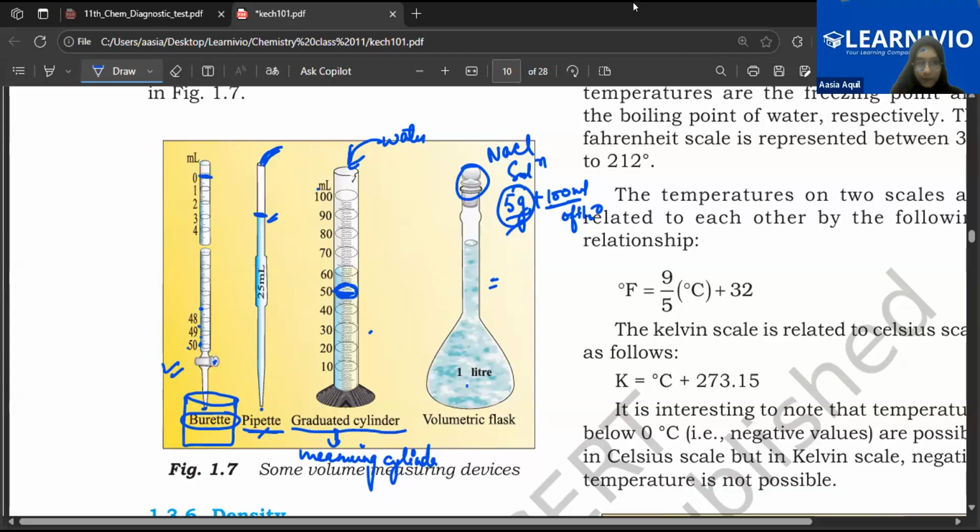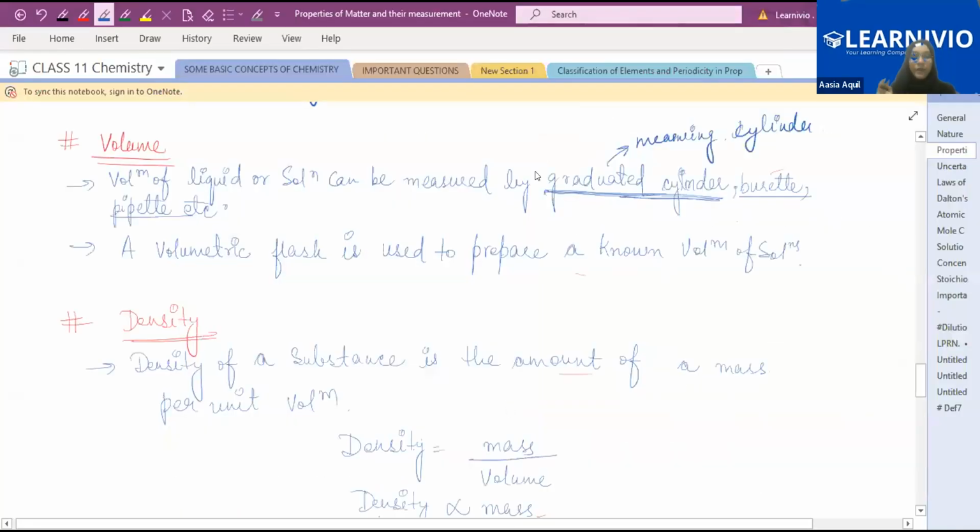Okay. Now let's come to the point. The volume of any liquid or solution can be measured by a graduated cylinder, burette, pipette, etc. And the volumetric flask, which I have shown in the figure, is used to prepare a known volume of solution. Now the next topic is density.